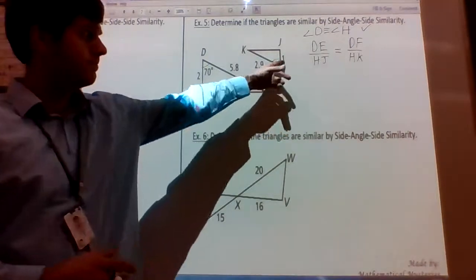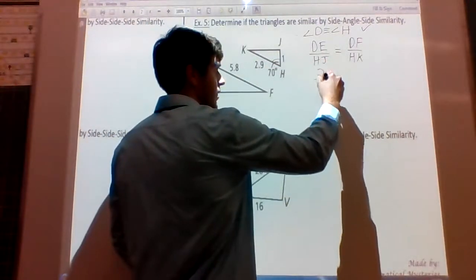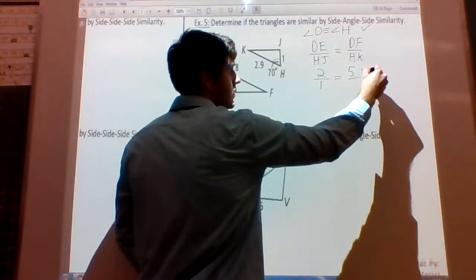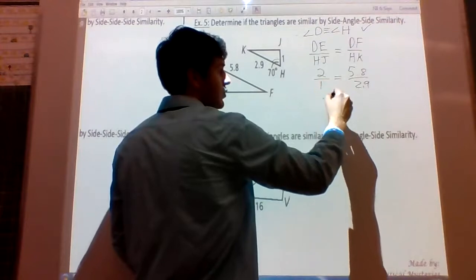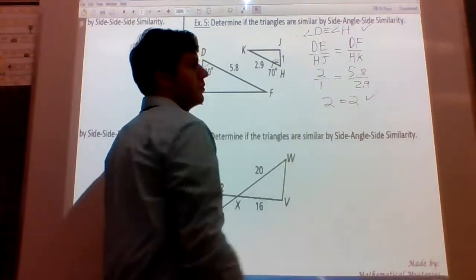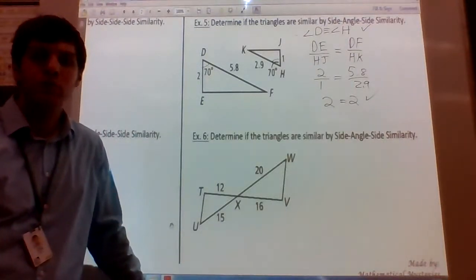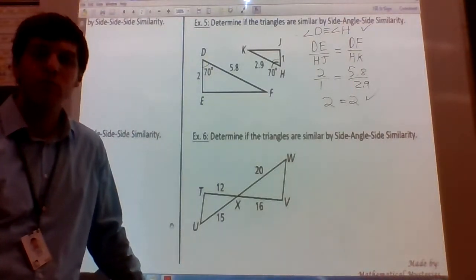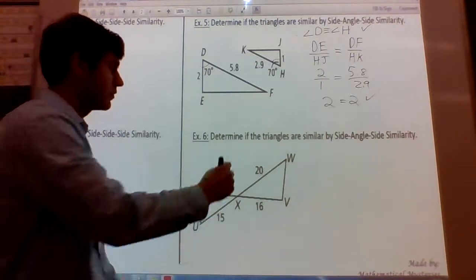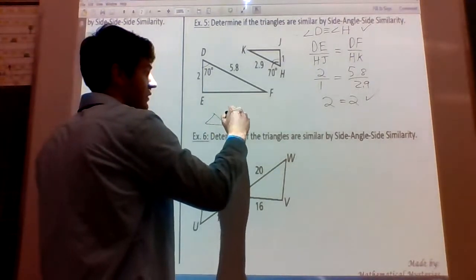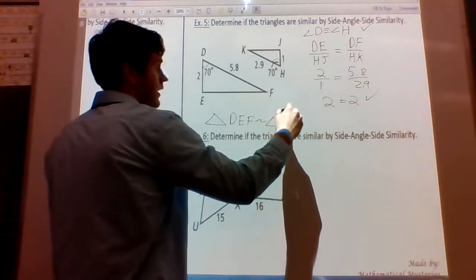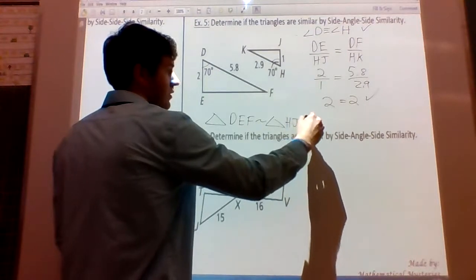So 2/1 equals 5.8 over 2.9. That's 2. That's 2. 2 equals 2. We know the sides are proportional because their ratios are equal. They're both equal to 2. So we know the triangles are now going to be similar. Triangle DEF is similar to triangle HJK.